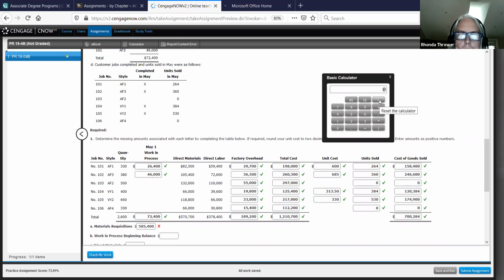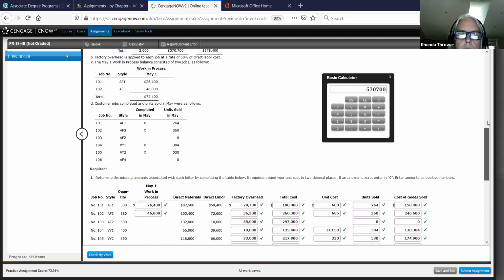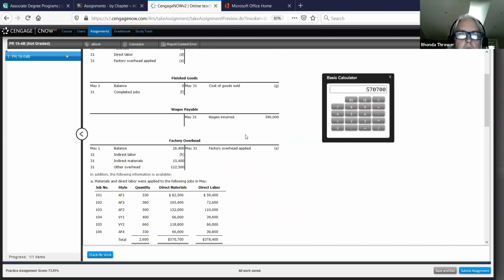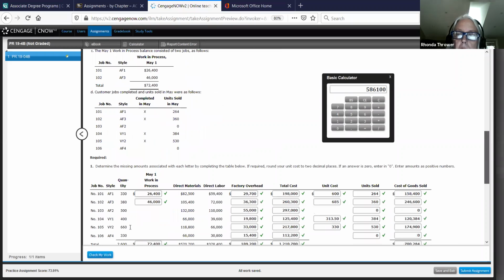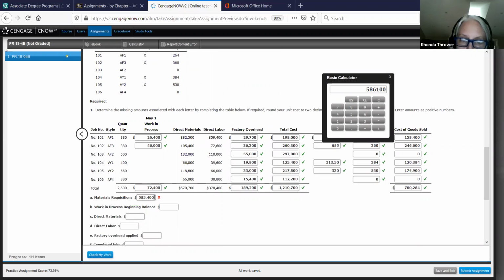The materials total, direct materials, is $570,700. I'm going to add to that my indirect materials, which were given in the factory overhead T account of $15,400. Both of those together will equal $586,100.